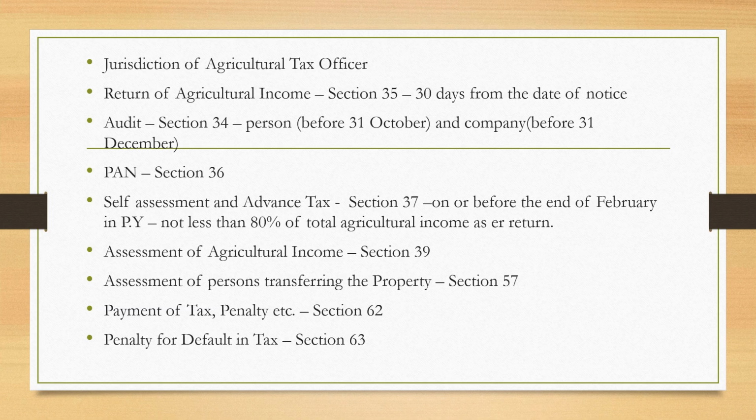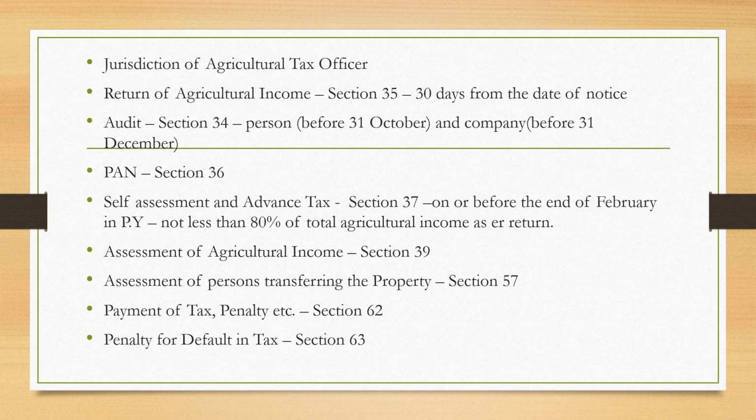Now, payment of tax, penalty, etc. That is discussed in section 62. So, assessment of persons transferring property was in section 57 and payment of tax, penalty, etc. is in section 62. Any amount specified as payable under this act other than interest accrued shall be paid as specified in the notice of demand under section 45, which shall not be less than 30 days from the date of order of such payment. So it shall be done within 30 days from the date of order.